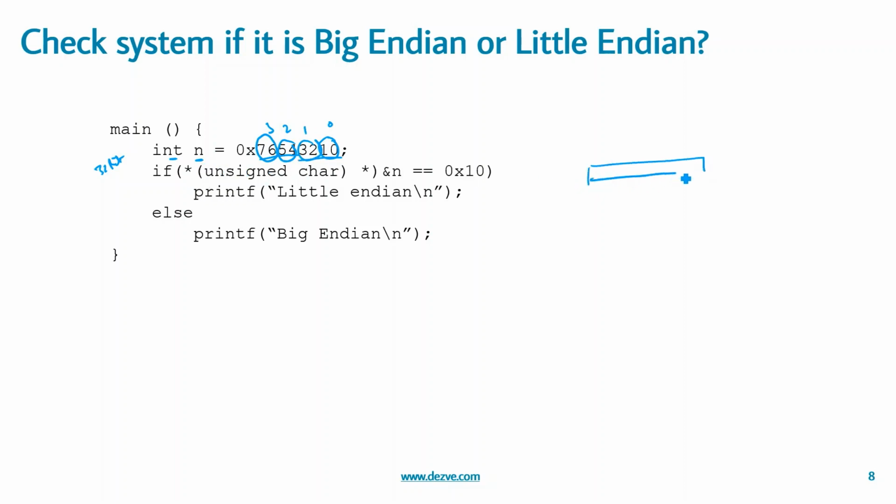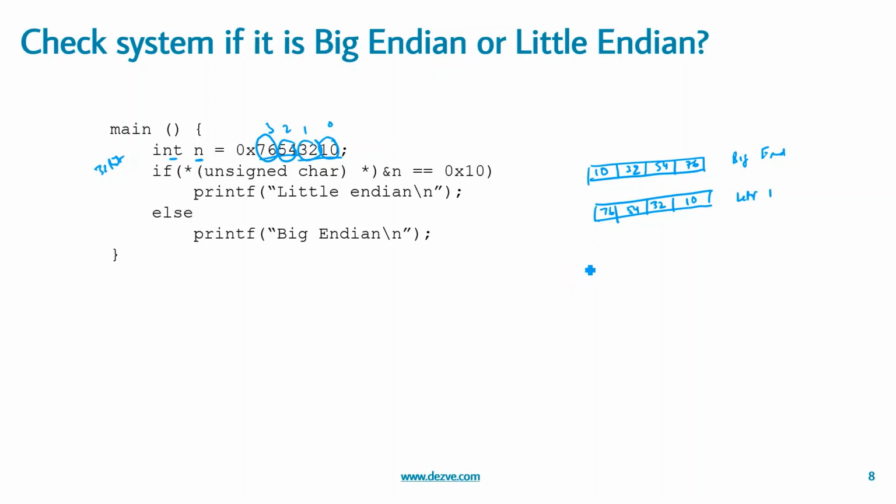When we say 32 bits, this is the view of the memory. Now if it is big endian, the 0th byte would be stored here. So it will be 10, 32, 54, 76. But if it is little endian, it will be 76, 54, 32, and 10.